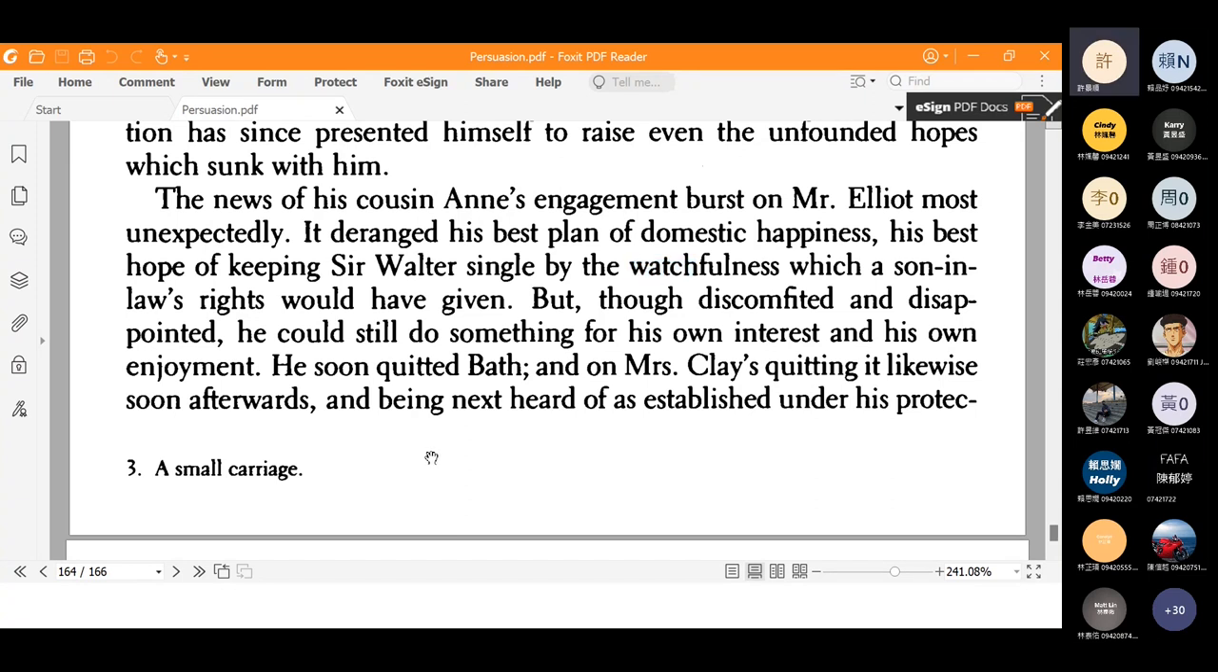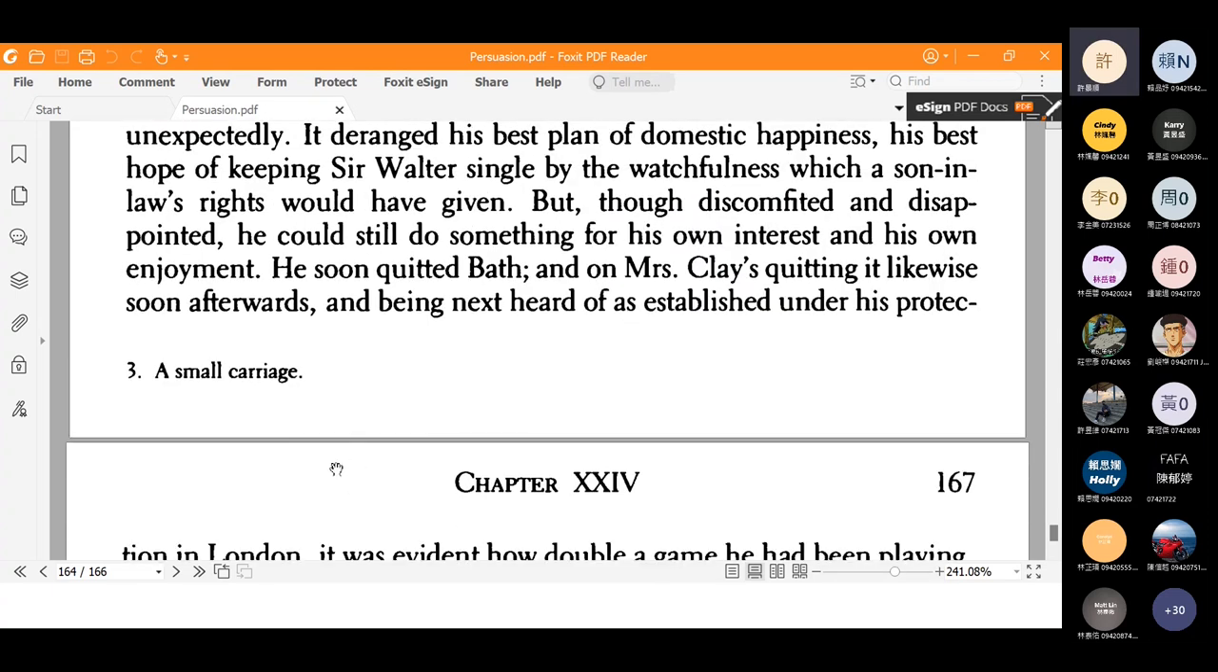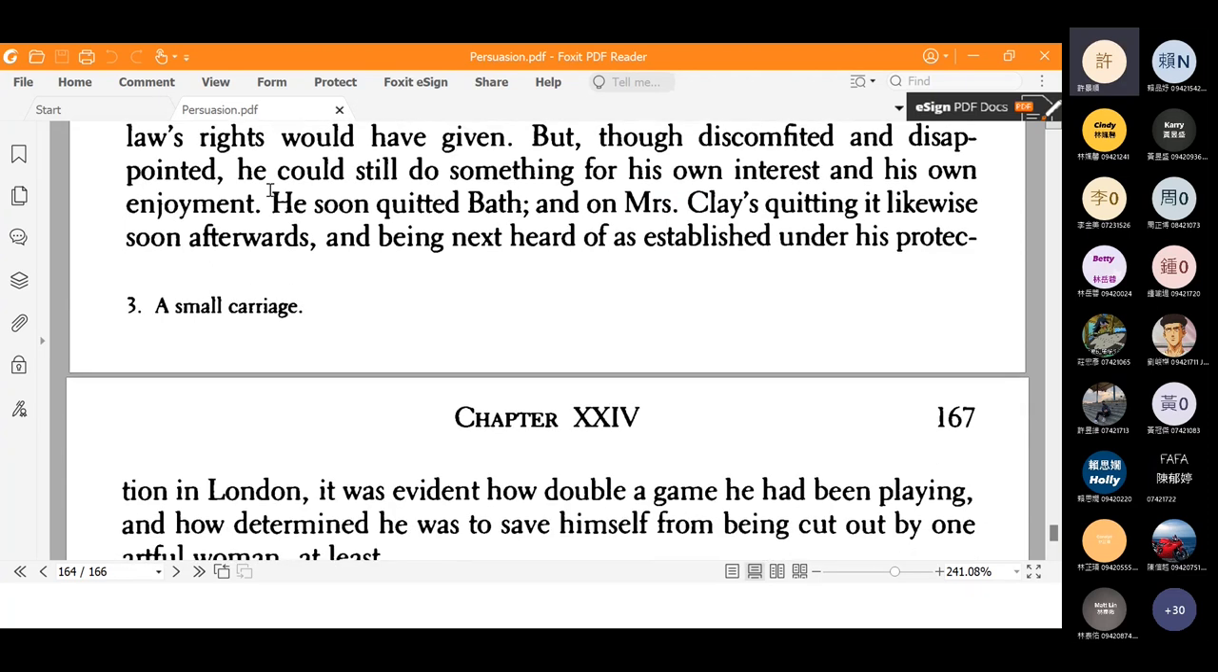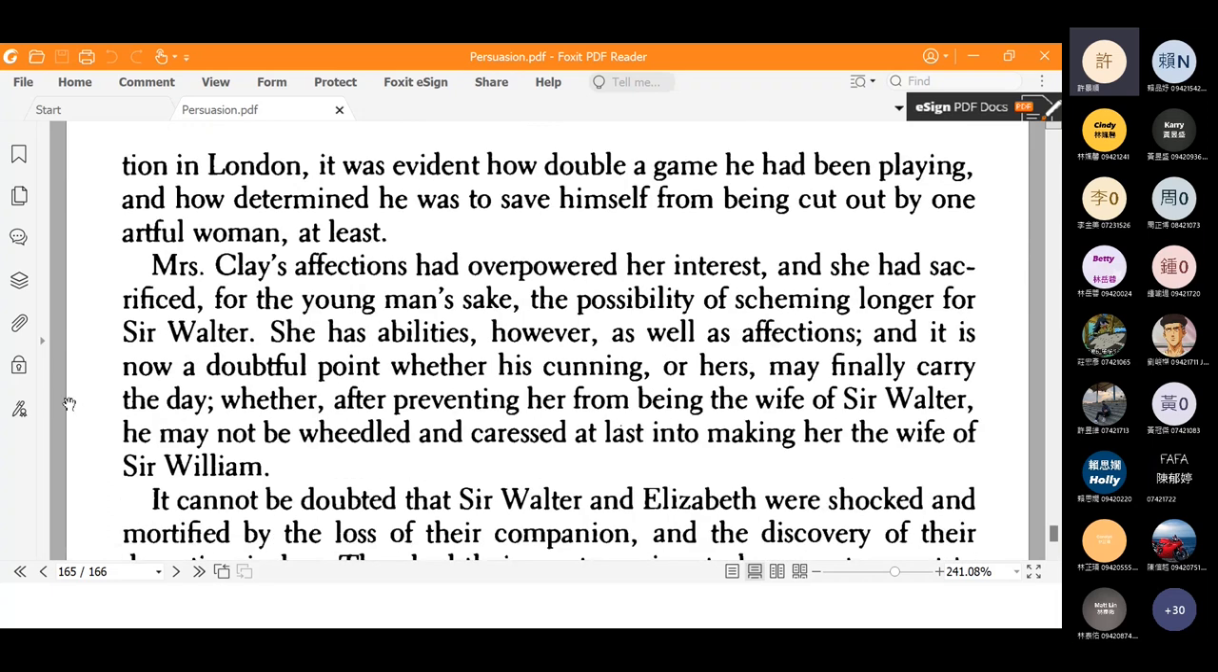But he had a plan B. 阴险的人总是有就是倒退的机会，后退路啦。 He soon quitted Bath, and Mrs. Clay also quitted. 所以他跟 Mrs. Clay 都离开 Bath 这个地方。 But Mrs. Clay was next heard of as established under his protection in London. So they both leave Bath, and then when someone hears about them next, Mrs. Clay is under Mr. Elliot's protection.